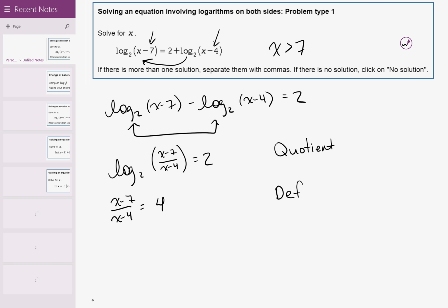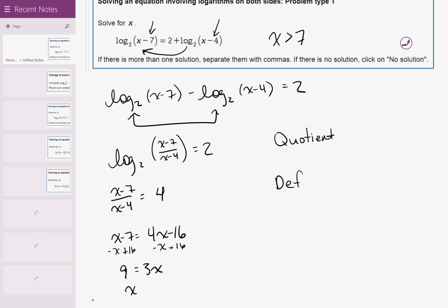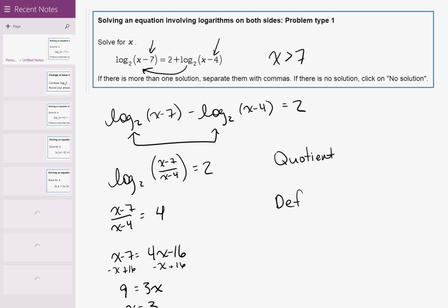Now I'm going to solve. This is the same thing as x minus 7 is equal to 4x minus 16. And I will subtract x from both sides. And I will add 16 to both sides. And that gives me that 9 is equal to 3x, or in other words, x is equal to 3.